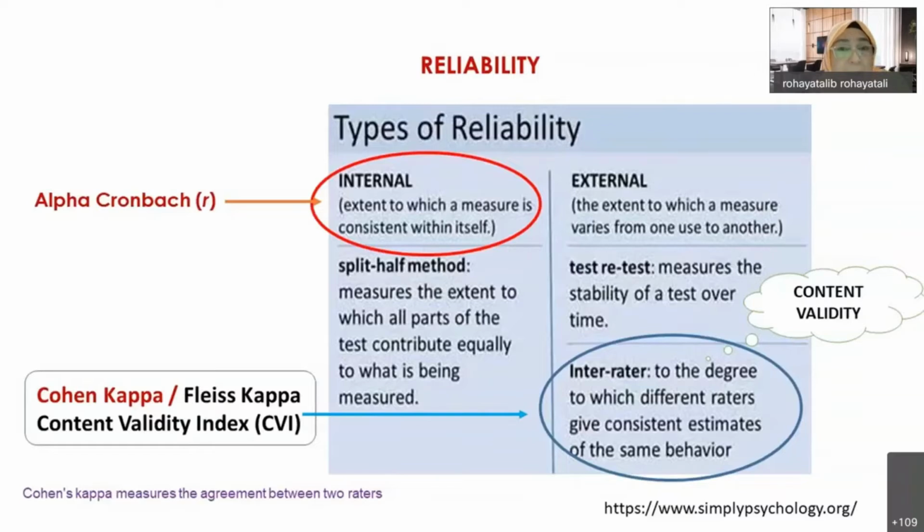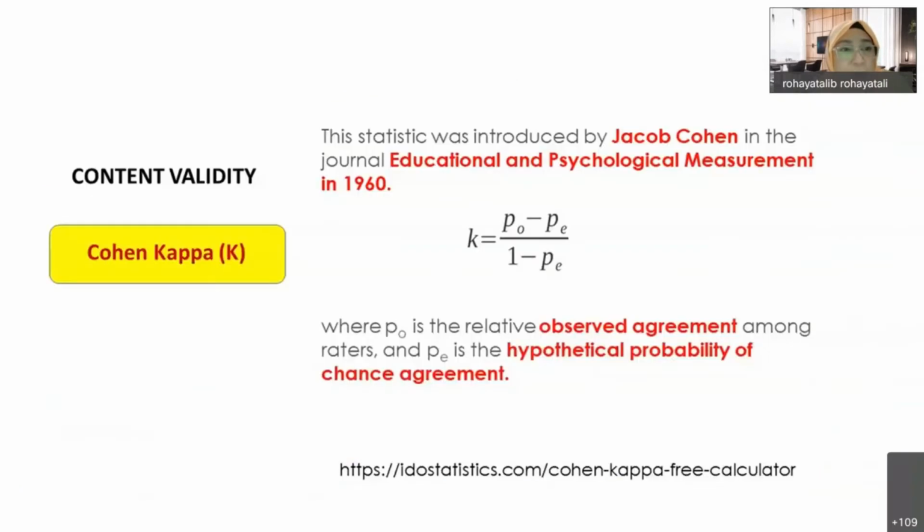Intra-rater means the rater is one, but you give scores at different points, so point 1 and point 2. Then you correlate the scores, whether the scores are highly correlated or not. Opportunity to explain about Cohen's Kappa.